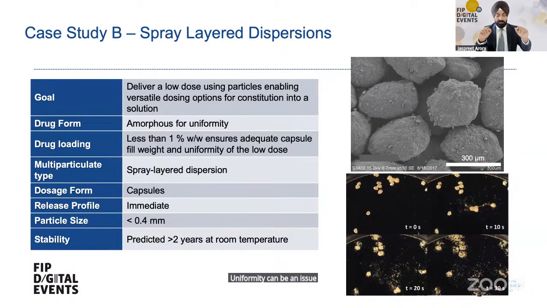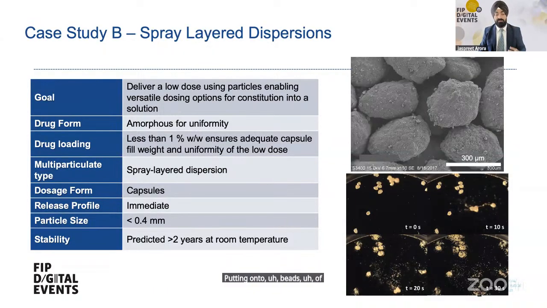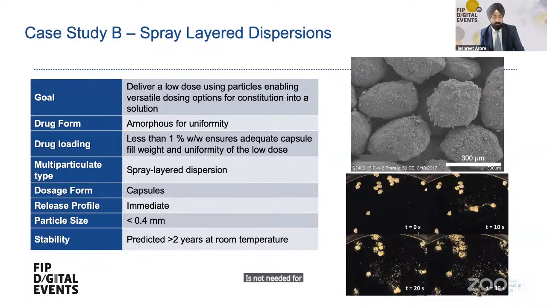But in this particular case, if you dissolve the drug and you spray it with a polymer, it spreads evenly around the polymer coating onto beads of your choice. So that helps with uniformity. So sometimes the amorphous form is not needed because of low solubility, it is needed for uniformity. Obviously, it's a very peculiar case.